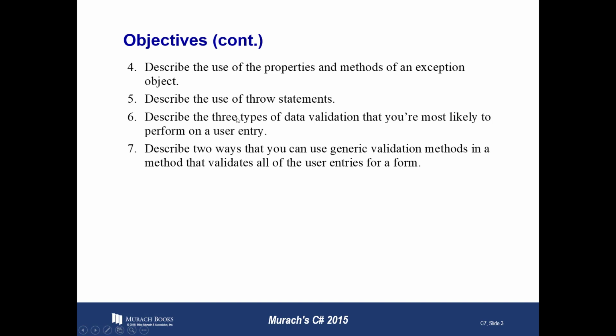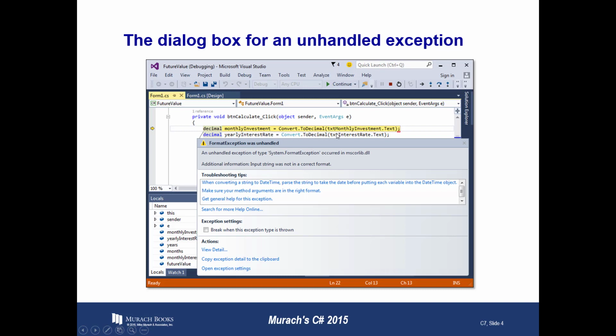So as it says, describe the three types of data validation. There's plenty of different ways that you can validate data. Now, if you do not validate data and you do something you're not supposed to do, such as, notice in here, we are trying to take whatever was put into the text box called txtMonthlyInvestment, and we were trying to put into the text value probably something that was non-numeric. Maybe we left it blank.